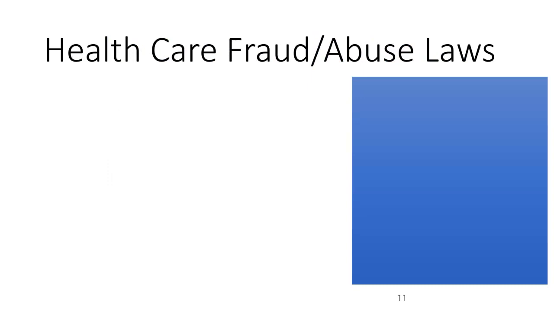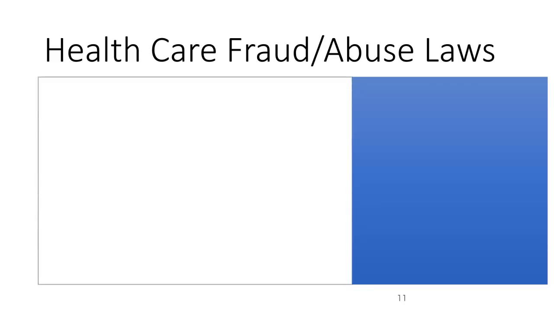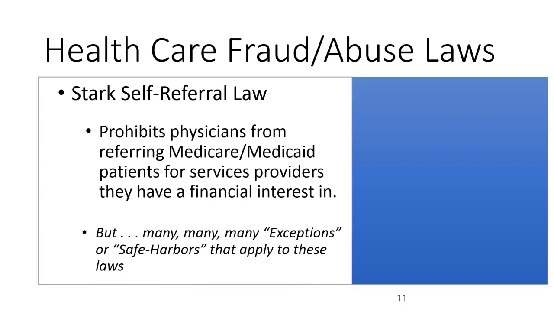First, I want to provide a really brief overview of the two federal healthcare laws that relate to what ACOs do. The first is the Physician Self-Referral Law, also called the Stark Law, after Congressman Pete Stark, who drafted the law back in the 1980s. In simple terms, the Stark Law prohibits physicians from referring Medicare or Medicaid patients, or patients from any federal health program, for services that the providers have a financial interest in.